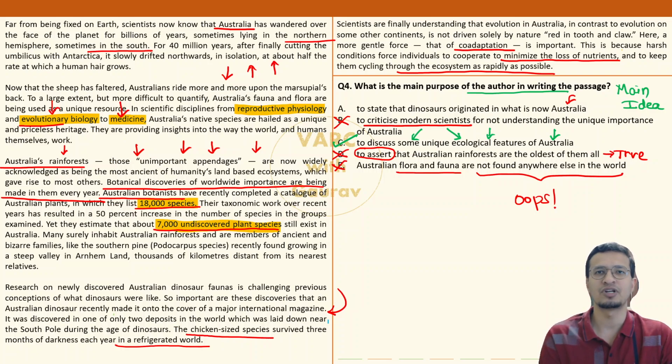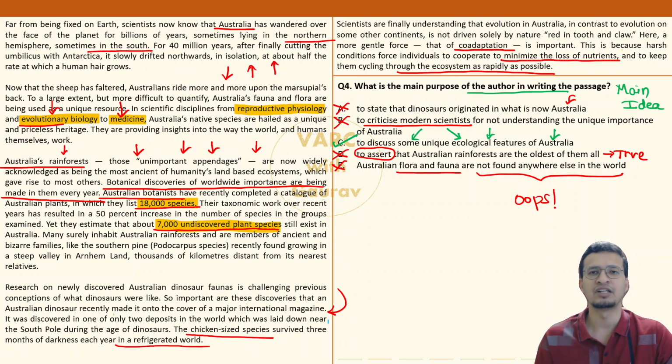As far as rainforests were concerned, at least the author had claimed that yes, rainforests are the most ancient, the ones which are found in Australia. But dinosaurs related? No, boss. No, no, not at all. Out. Absolutely false, let alone being the answer.